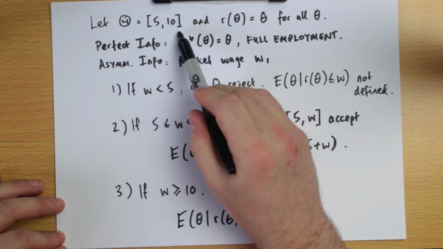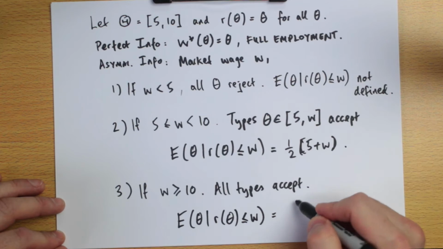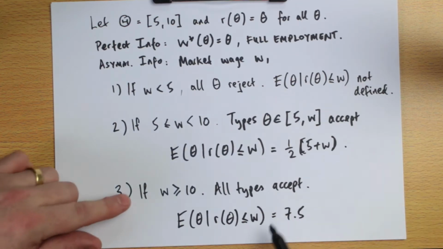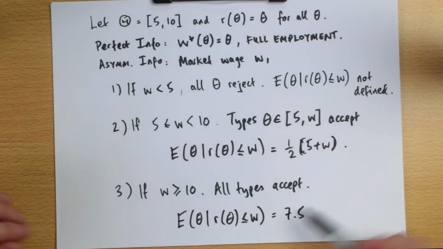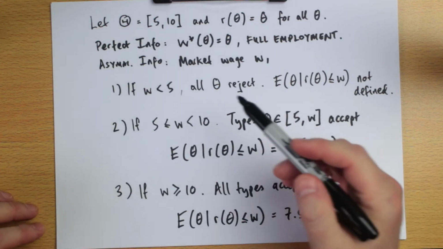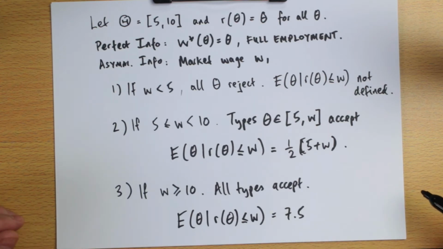And then the expected revenue, or the expected productivity, conditional on those who come to work, is the entire interval 5 to 10. Types are uniformly distributed on this interval, so I just look in the middle: 7.5. Notice that as W goes higher and higher, this expected revenue is fixed. It stays at 7.5, because once the wage goes above 10, productivity no longer goes up, since there are no more productive people to join in employment.